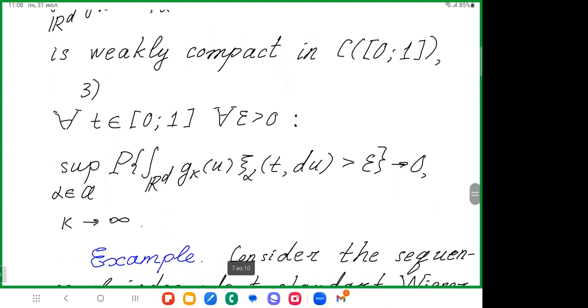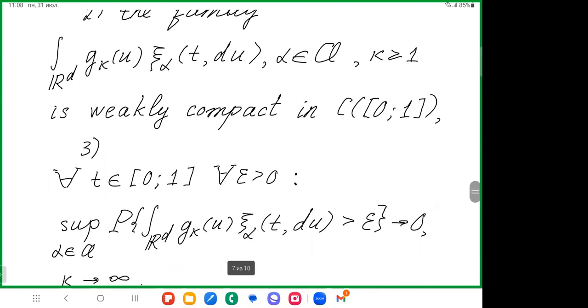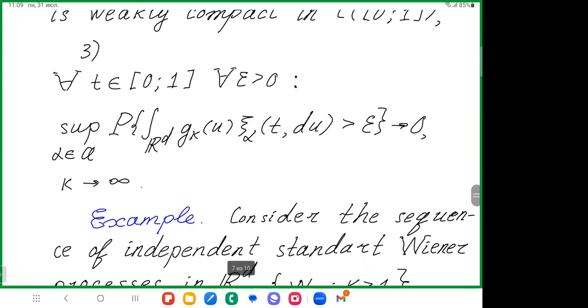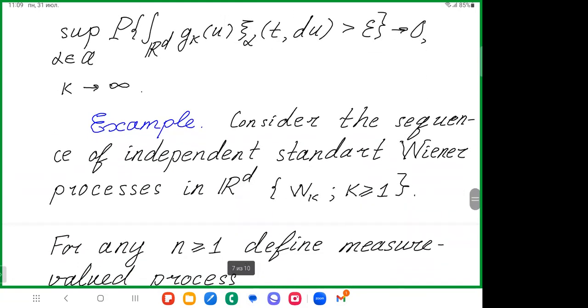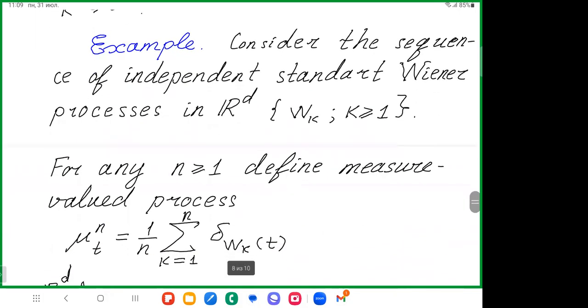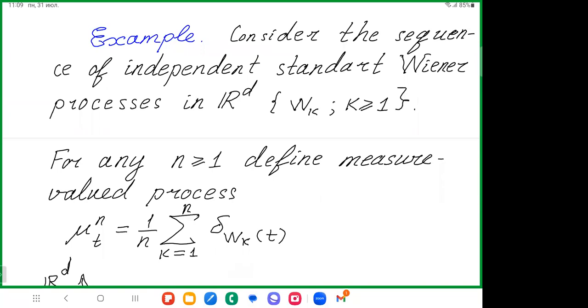Now let us consider an example of application of such a criterion. Let us check that it works. I will not consider the Kolmogorov system. We will discuss it in the next lecture, but consider a very interesting example. This example, by the way, is one of the sources of the so-called McKean equations of the mean field.